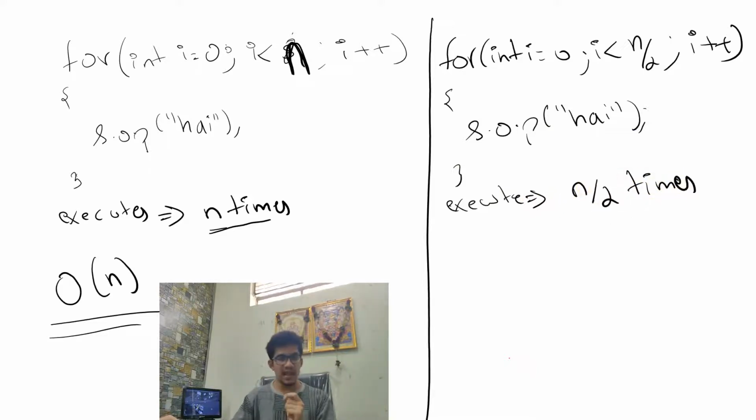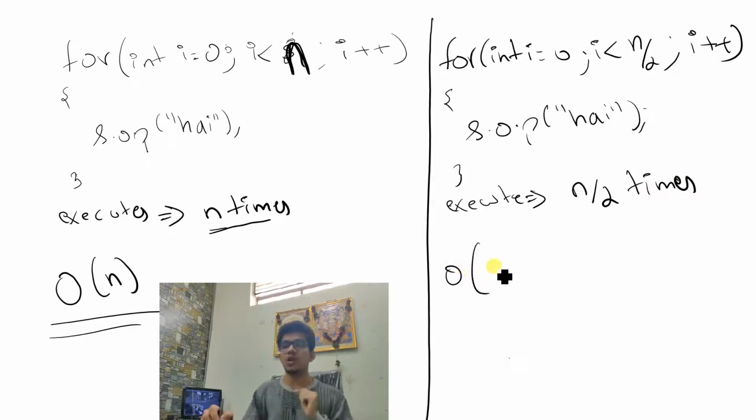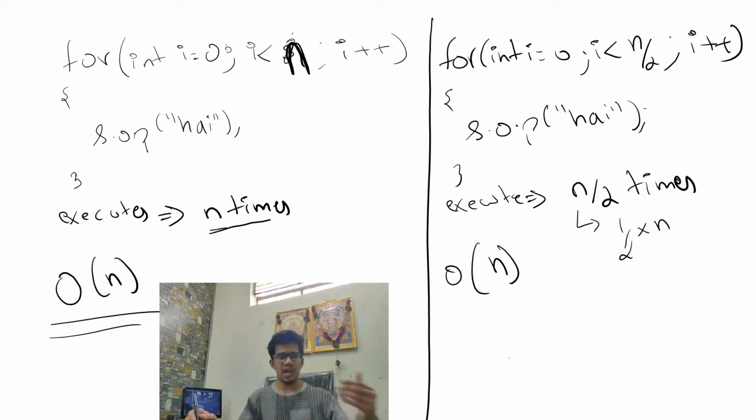Does it mean that its time complexity is n by 2? No, this is what I wanted to tell you. Its time complexity is not n by 2. Then what is it? It is order of n only. How? You have to split n by 2 as half into n. Don't you think n by 2 means half into n? Now, the half is called, in maths, the coefficient.